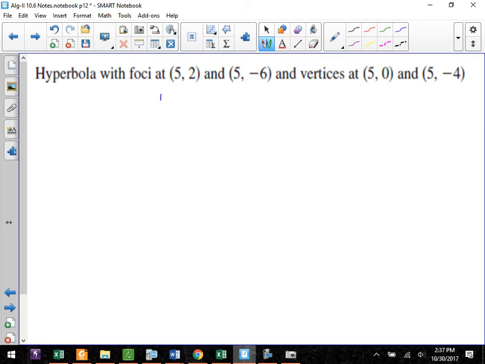So we start by plotting 5, 2 and 5, -6. Right away, which direction should this be going? It's going to be going left and right. Now, are you holding your paper sideways? Don't do that.